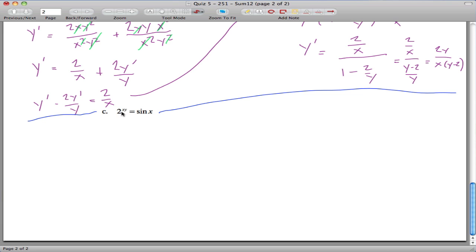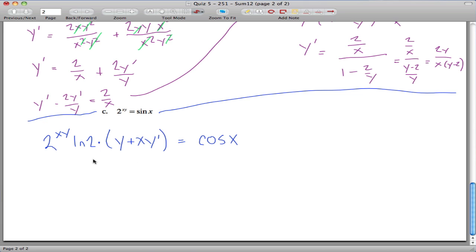The derivative of 2 to the x is 2 to the x natural log of 2. So the derivative of 2 to the xy is 2 to the xy natural log of 2 times the derivative of xy, which is y plus xy prime. So what I did here is I used the chain rule, and then when I had to take the derivative of the inside function, which was xy, I used the product rule. That's what I got here. And the derivative of sine of x is just cosine of x.